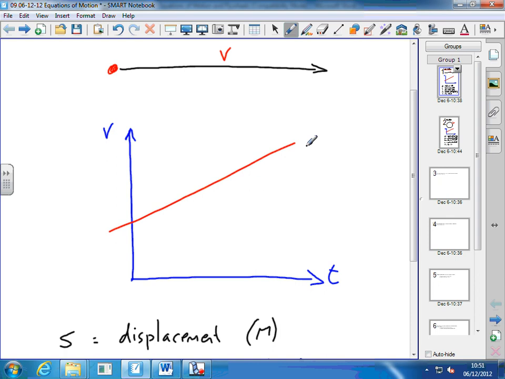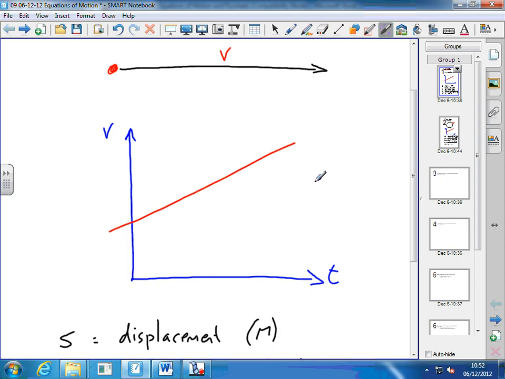If the speed was constant, it would be like this, wouldn't it? Yes, it's accelerating. Can we say anything else about that acceleration? Right, it's a uniform acceleration.